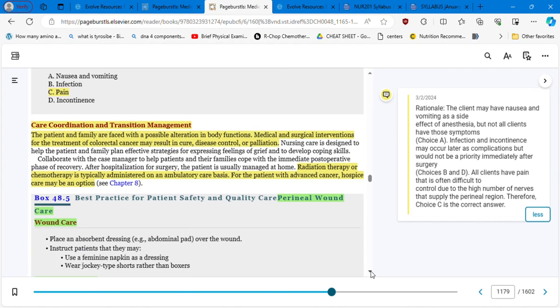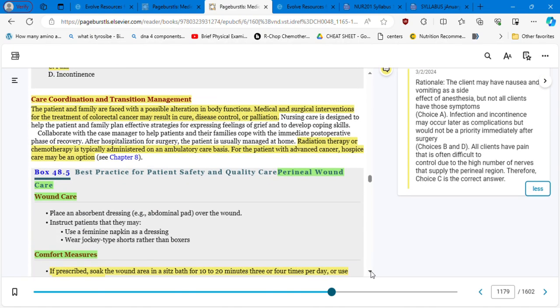Okay, care coordination and transition management. The patient and family are faced with a possible alteration in body functions. Medical and surgical interventions for the treatment of colorectal cancer may result in cure, disease control, and palliation. So it's important: radiation therapy or chemotherapy is typically administered on an ambulatory care basis. For the patient with advanced cancer, hospice care may be an option.